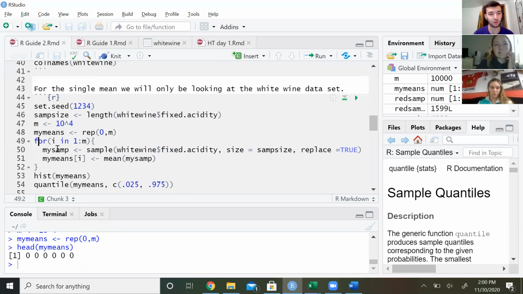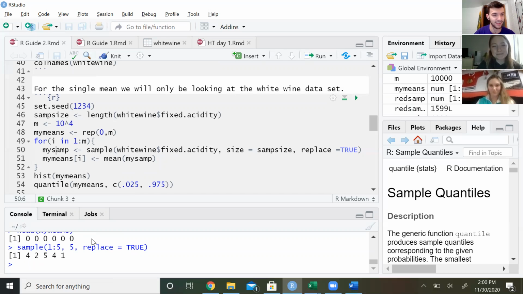So I'm getting into the for loop. We have vector my samp. This just takes a sample from our white wine fixed acidity, the size being sample size, how many entries in white wine fixed acidity. And then we have replacement in there. So some entries might be included 0 times, while others may be included possibly 2 or 3 times. We have this example here. You can see that 4 is included twice, but 3 is not included at all.